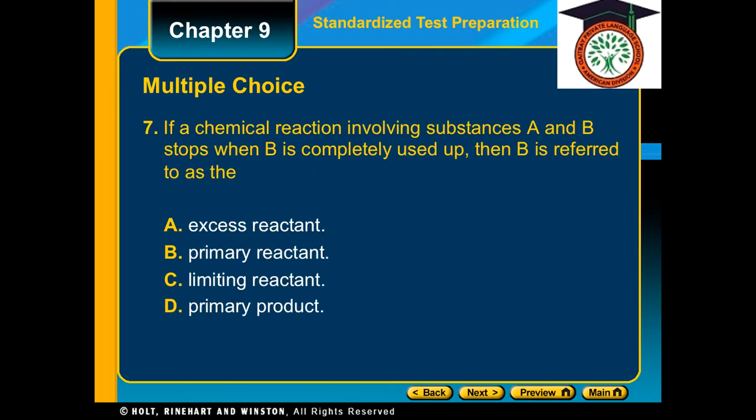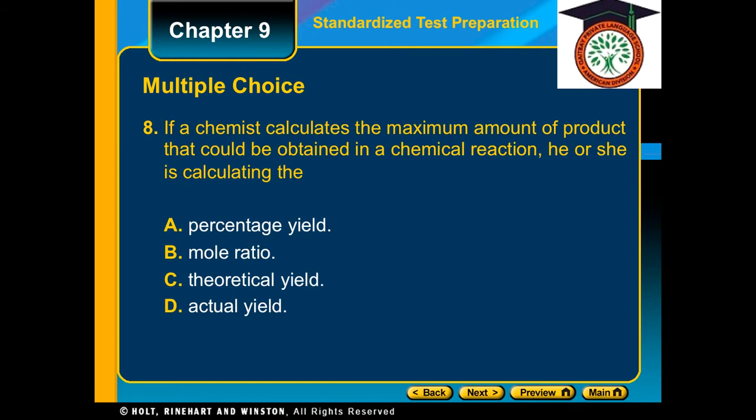If a chemical reaction involving substances A and B stops when B is completely used up, then B is referred to as the limiting reactant. It is the reactant which is completely consumed or used up in a chemical reaction. The next one. If a chemist calculates the maximum amount of product that could be obtained in a chemical reaction, he or she is calculating the theoretical yield, not the actual one.